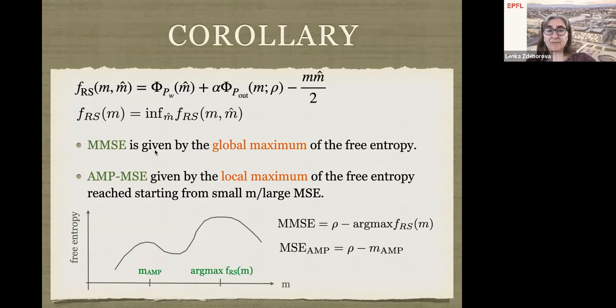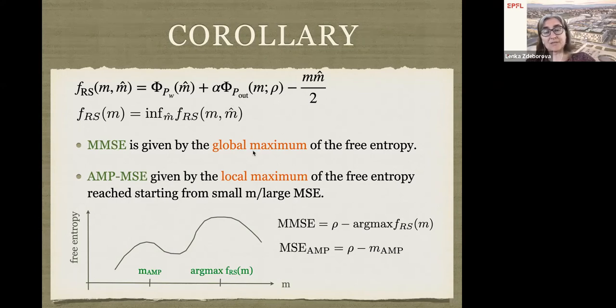And from the same formula, you can get at the same time the minimum mean square error of the learning, the test error, that is given by the global maximum of this function, or minimum, depending on the sign. And also the performance of this approximate message passing, its mean square error on the estimation of the parameters, that is given by the local maximum of that function that is reached starting from random initialization. But here it's basically just a scalar function.